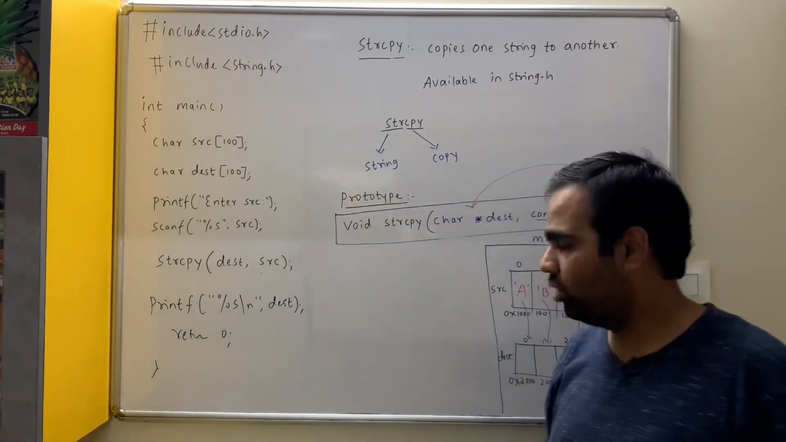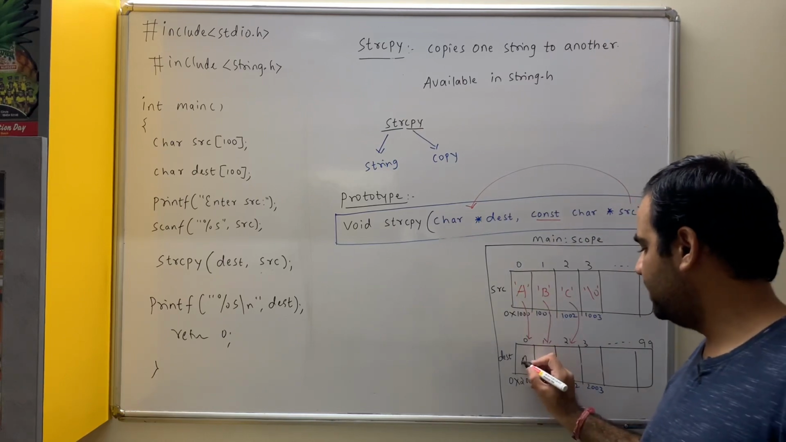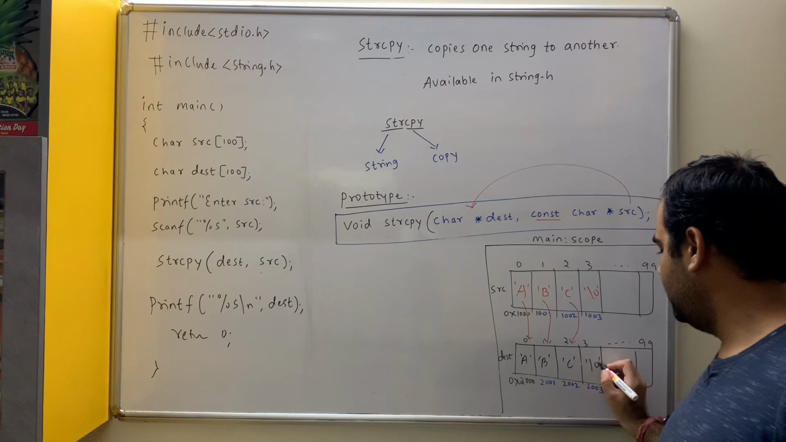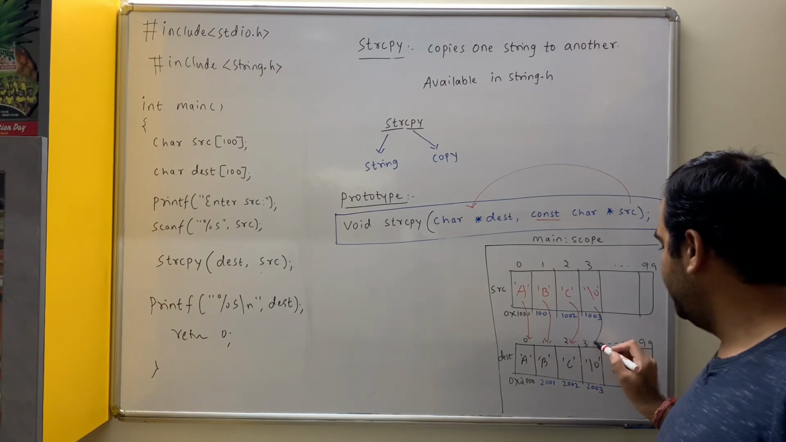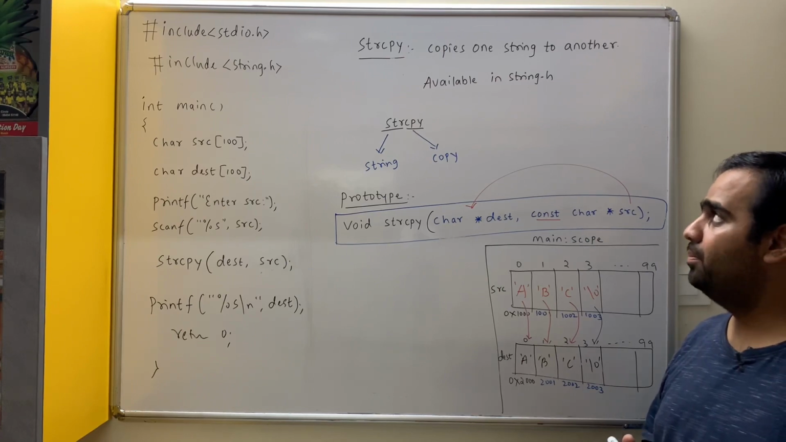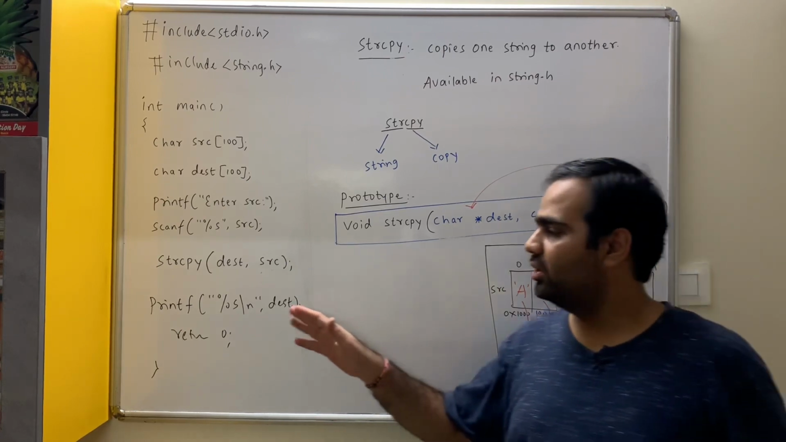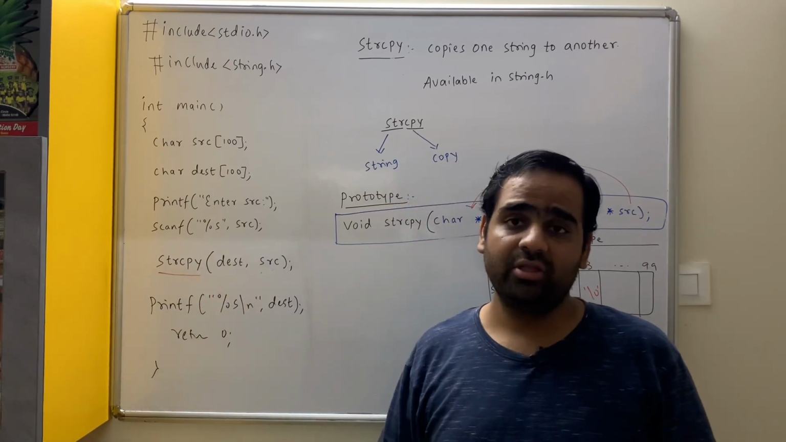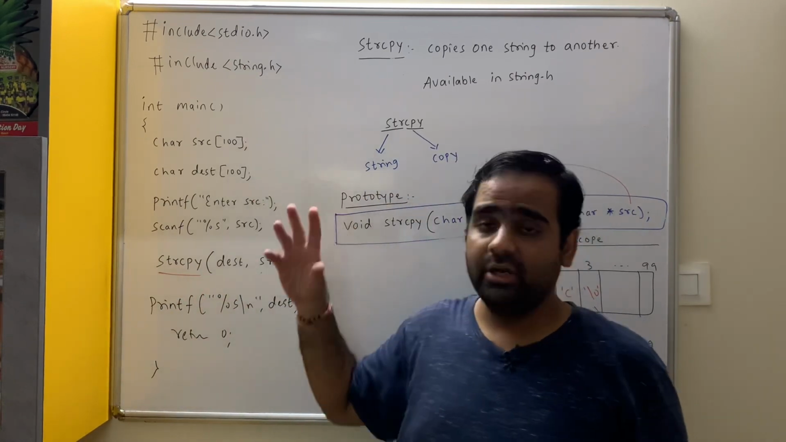Now what will happen? Source will be copied to destination. This is A, this is B, C, and the null character will be copied. And when you print destination, ABC will be printed. This is how we can use the built-in function, and the built-in function over here is strcpy, available in string.h.